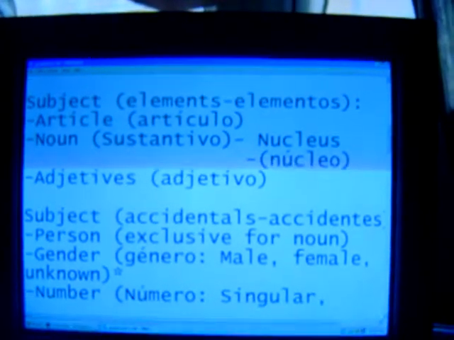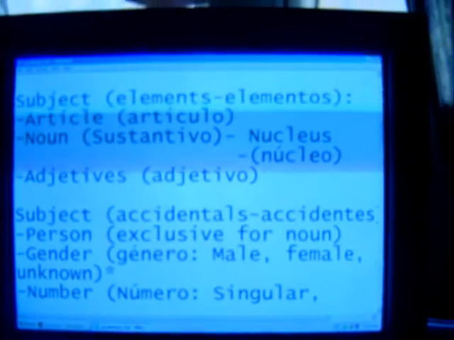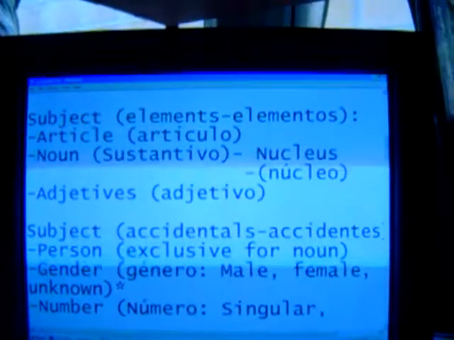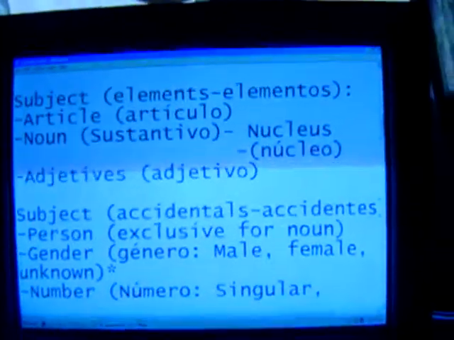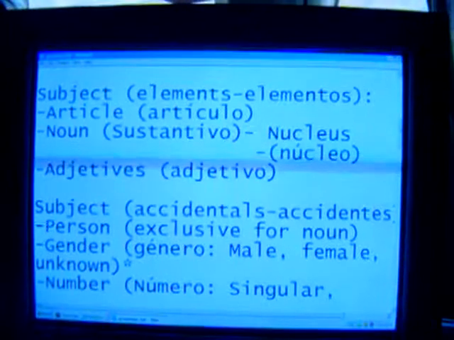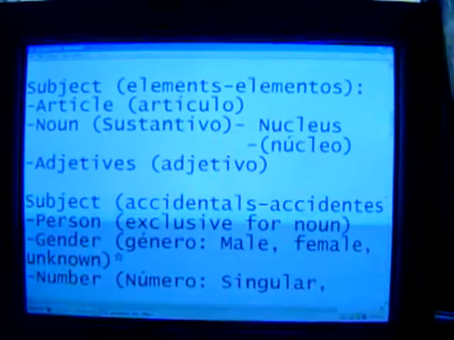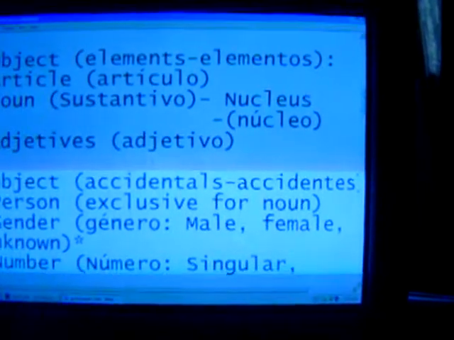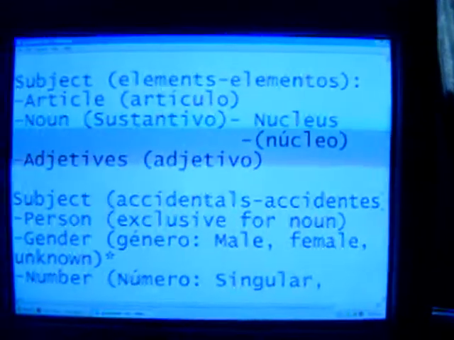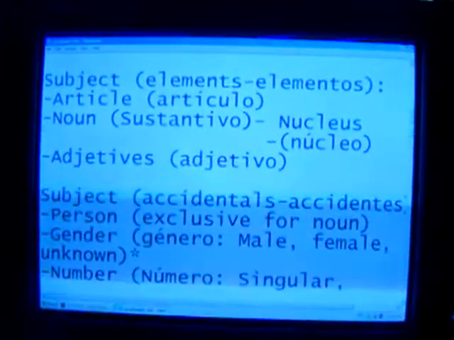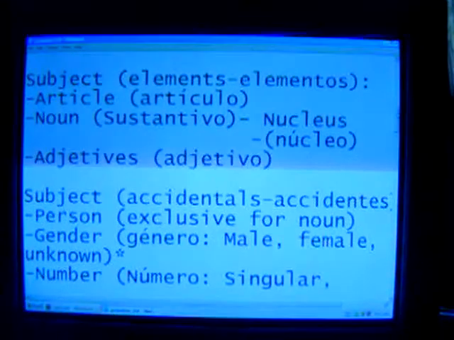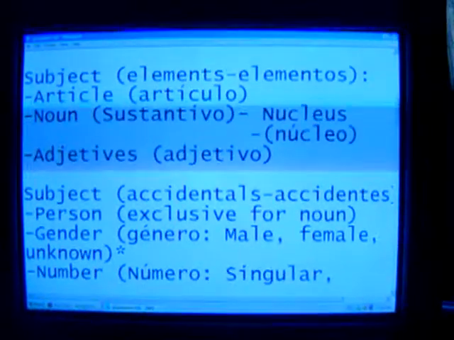The noun in the subject is the nucleus or core of the subject. In Spanish the word is núcleo. And the adjectives are not an essential part of the subject, but they make modifications that are important when you speak, write or read. Okay, the subject has some accidentals, things that change the meaning of the elements. These changes are not always shown in the dictionary, but you must know them.